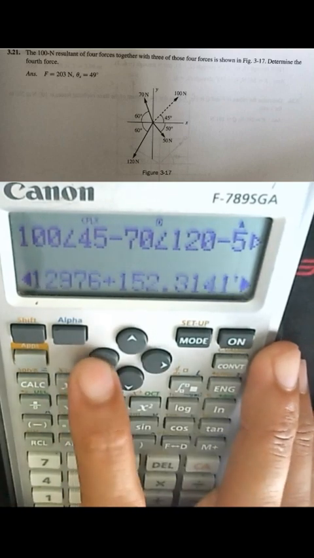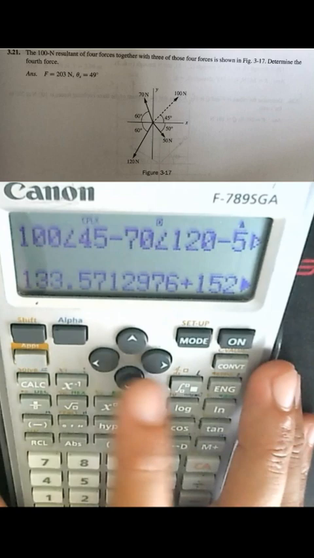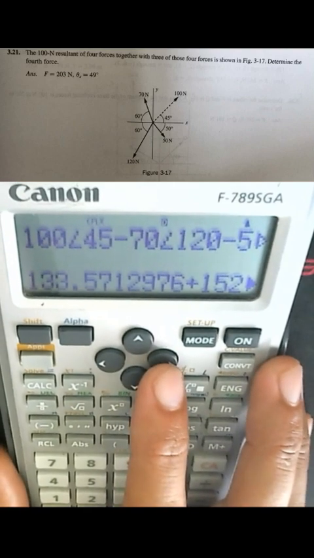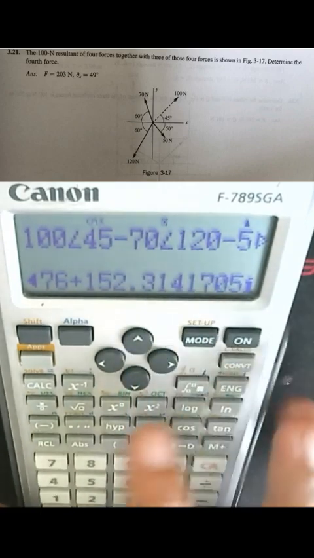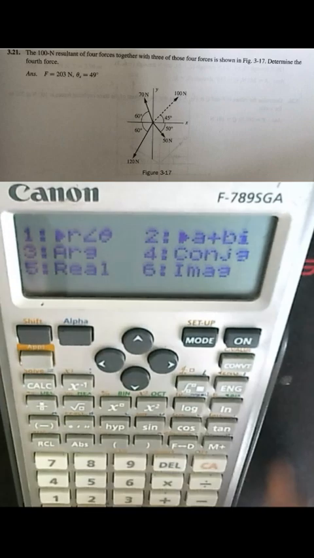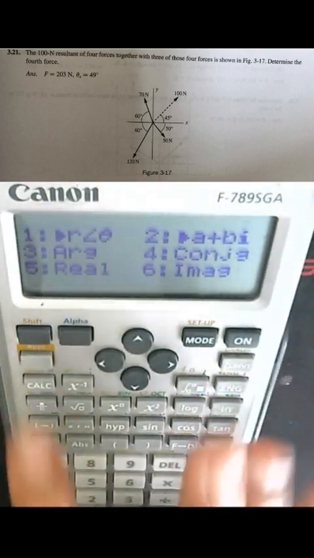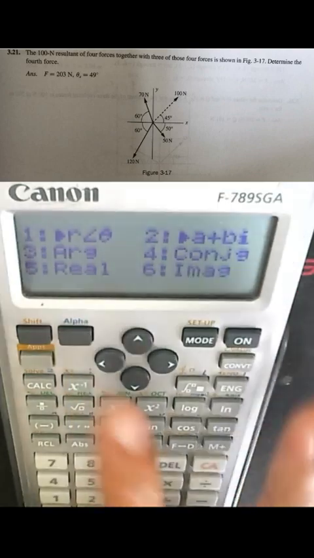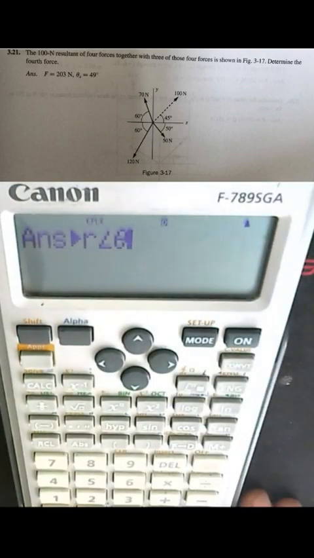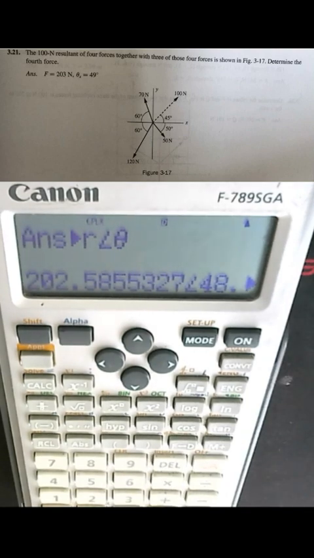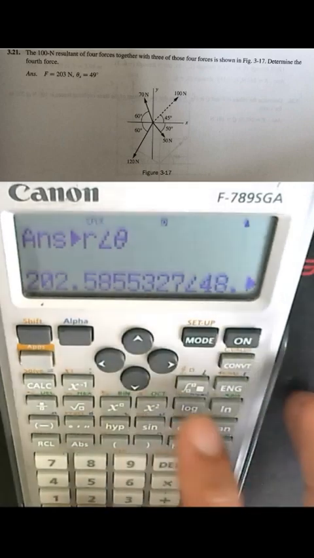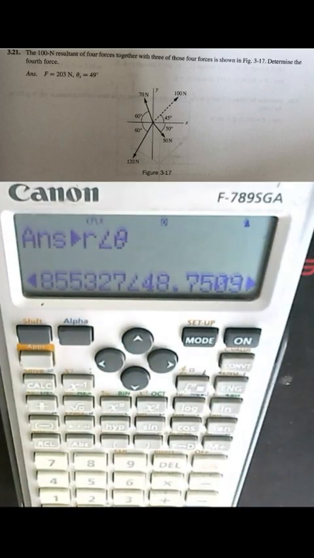Okay, in complex numbers, this horizontal component is considered to be a real number, and the vertical component is said to be imaginary. So in order to get the final value of the resultant, just press Option, then 1, or the symbol r angle theta. Okay, and the answer is 200.58 Newtons, and the angle is 48.7.